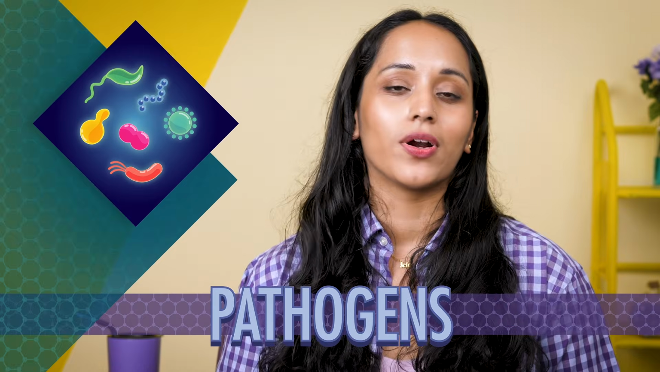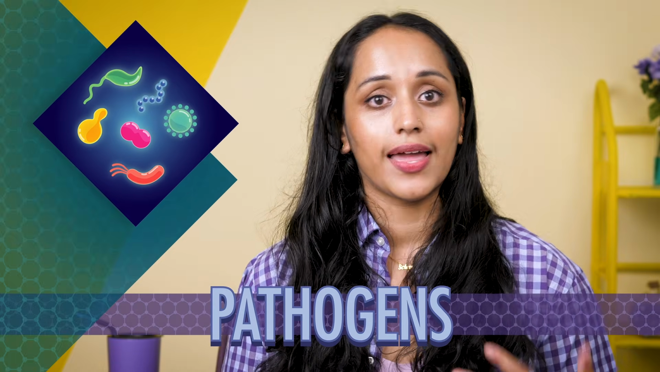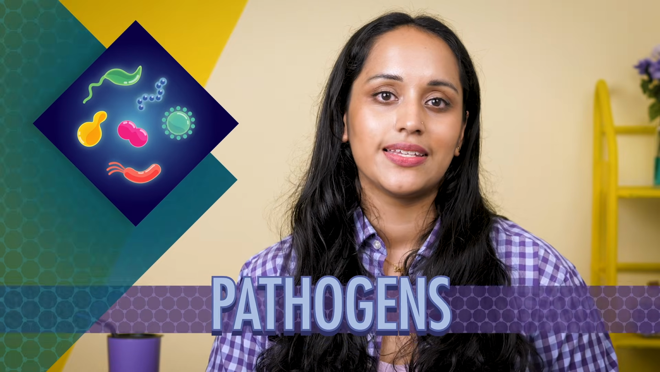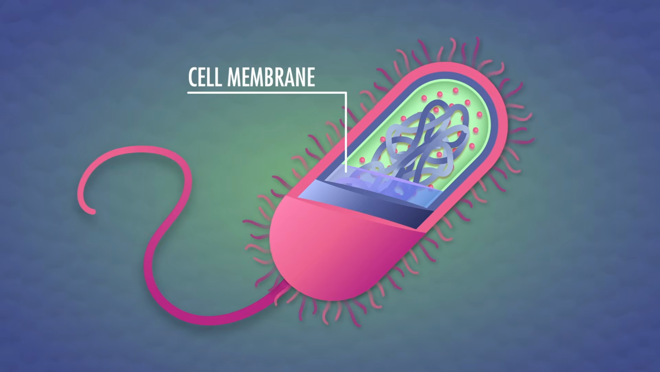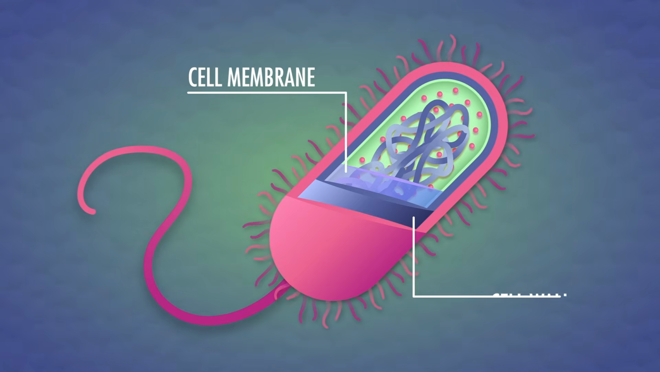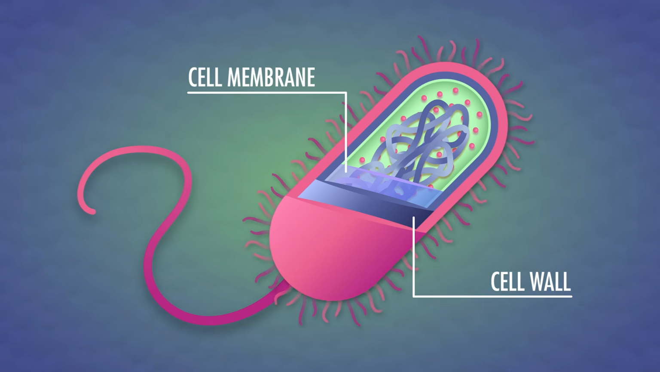Pathogens are microorganisms that can cause us harm, like bacteria or viruses. And when medicinal chemists design chemical compounds to treat infections, they can take advantage of the differences between humans and pathogens. Both human cells and single-celled bacteria have cell membranes, but bacteria also have a cell wall to protect them from changes in their environment.